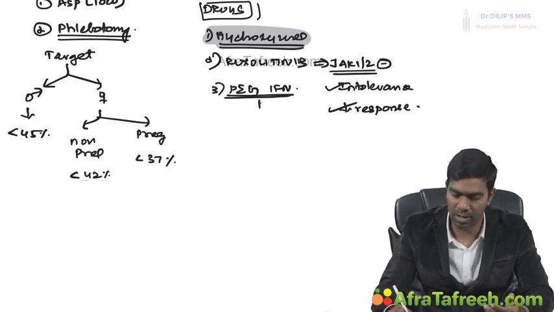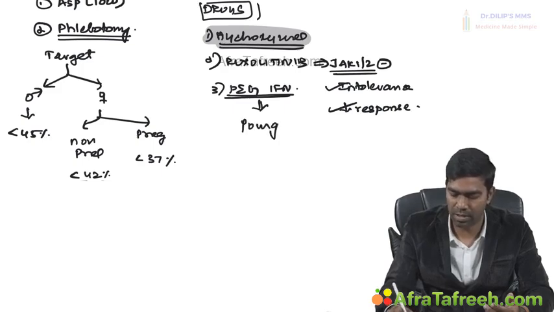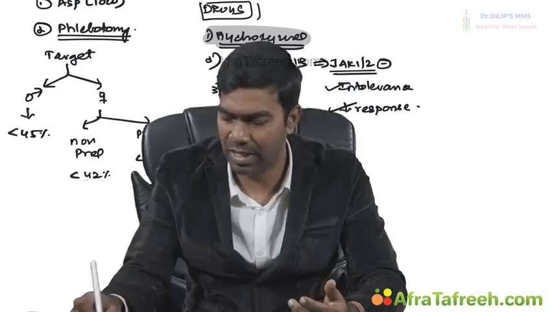Pegylated interferon alpha, typically we prefer in either a very young patient or a pregnant patient. I think clinically the most suitable is a pregnant patient who cannot use either ruxolitinib or hydroxyurea. In those patients, you can use pegylated interferon alpha.